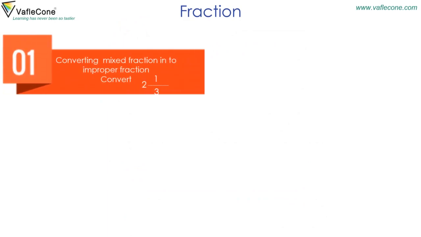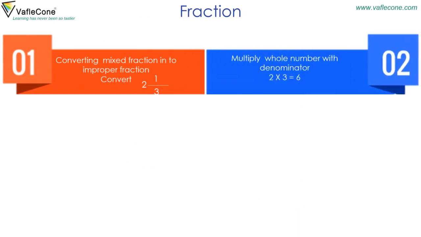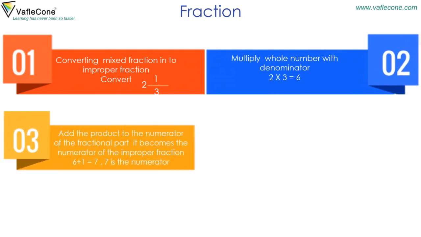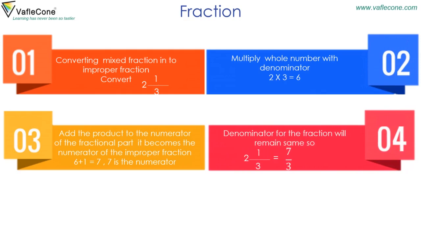Converting mixed fraction into improper fraction. Convert 2 and 1 by 3. Multiply the whole number with the denominator. 2 into 3 is 6. Add the product to the numerator of the fraction part, it becomes the numerator of the improper fraction. 6 plus 1 is 7. 7 is the numerator. The denominator of the fraction will remain the same. So 2 and 1 by 3 is 7 by 3.